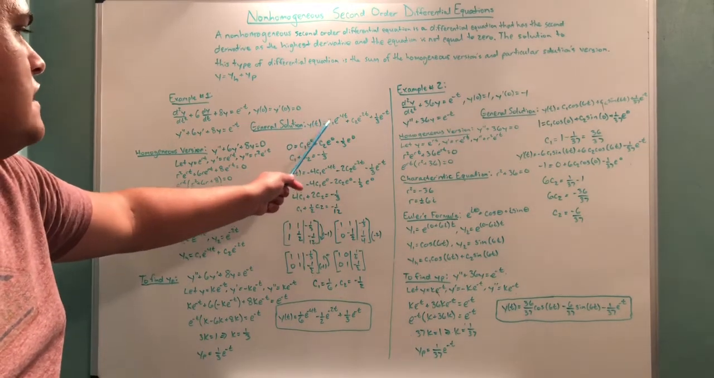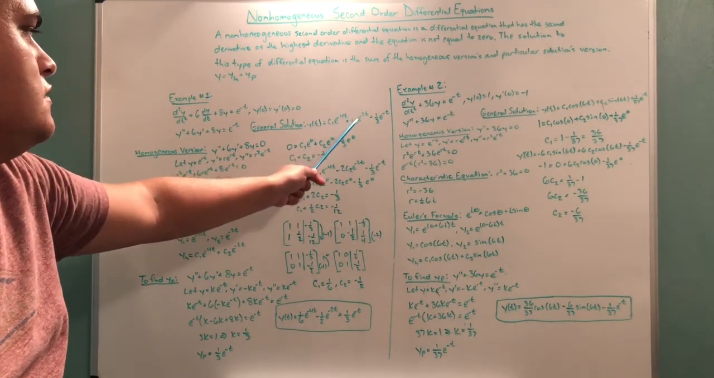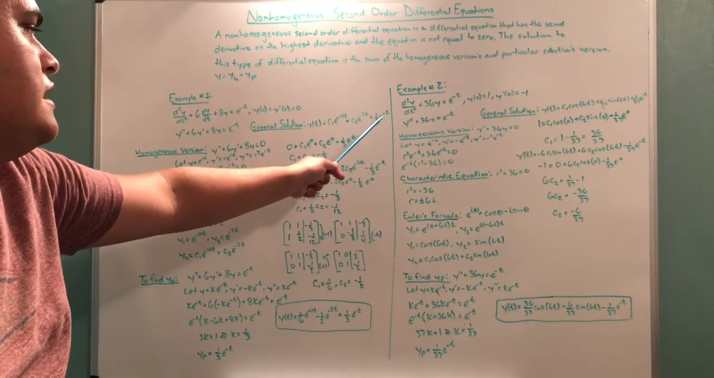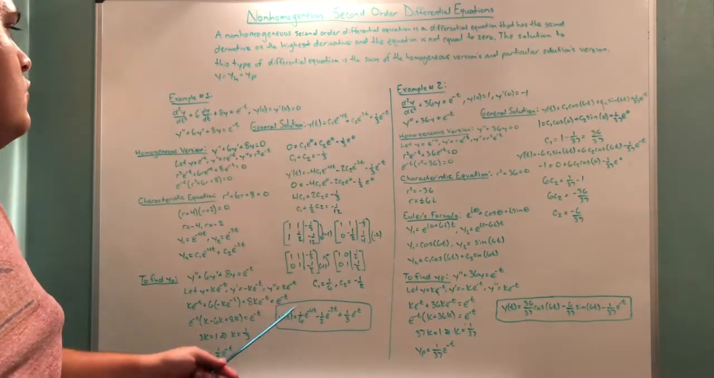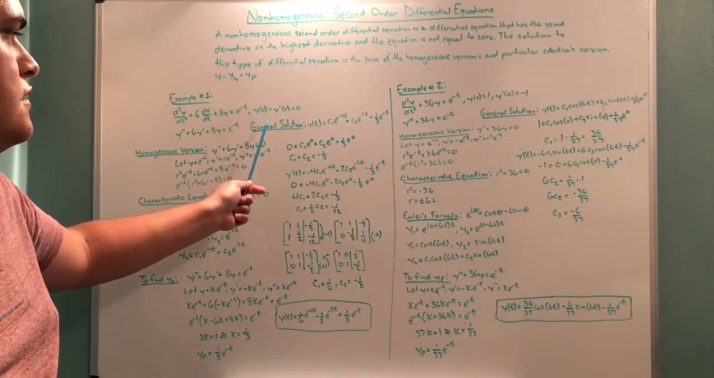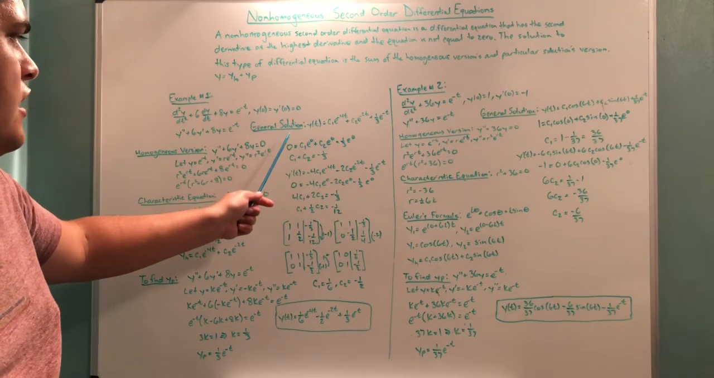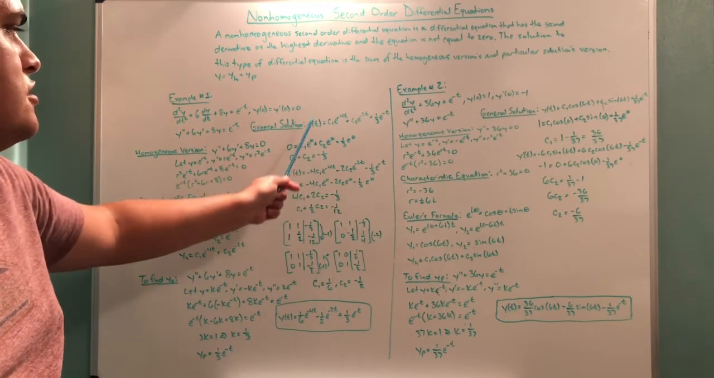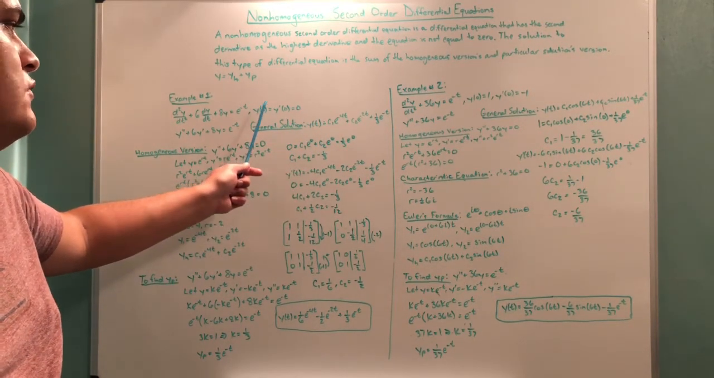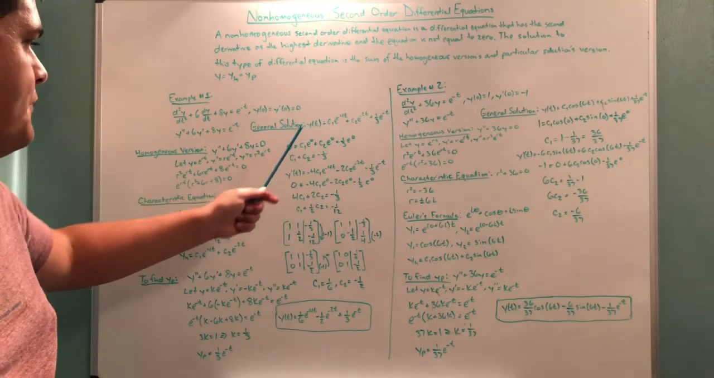Y of t is equal to c1 e to the minus 4t plus c2 e to the minus 2t plus 1/3 e to the minus t. However, we were given initial conditions, so this is not our final solution, but now that we have this general solution, for any other initial conditions given, we just plug in as necessary.